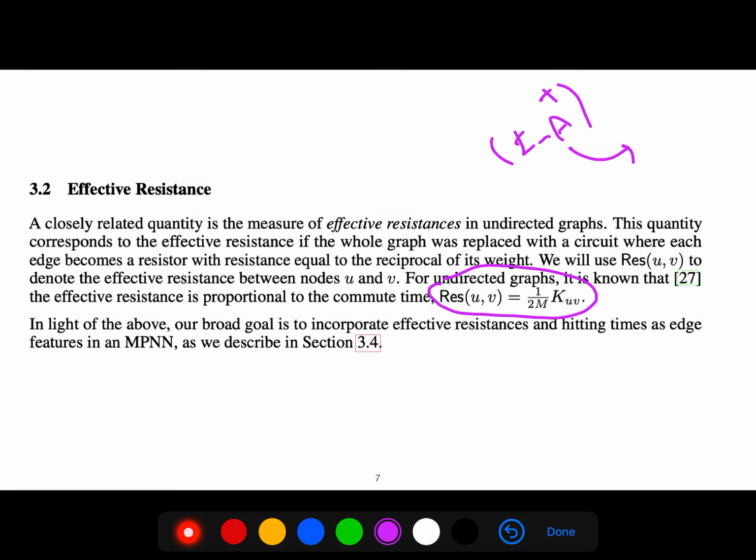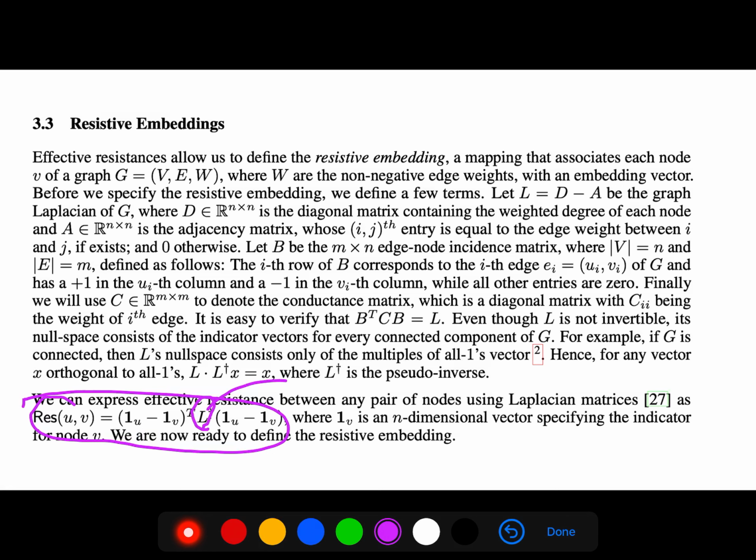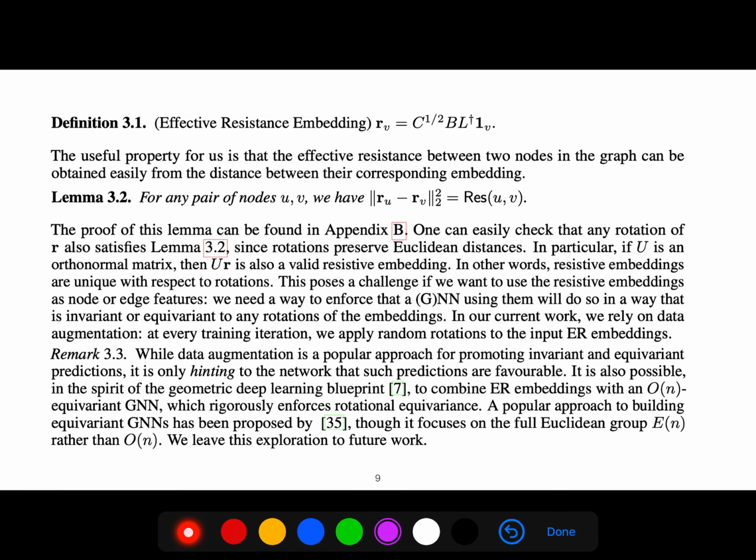Effective resistances allow us to define the resistive embedding. I've explained effective resistance in my playlist for approximation algorithms. So let's carry on. As I said, you just need to calculate this one. But what is this? This is the pseudo inverse. This is what makes it a challenge for large graphs.